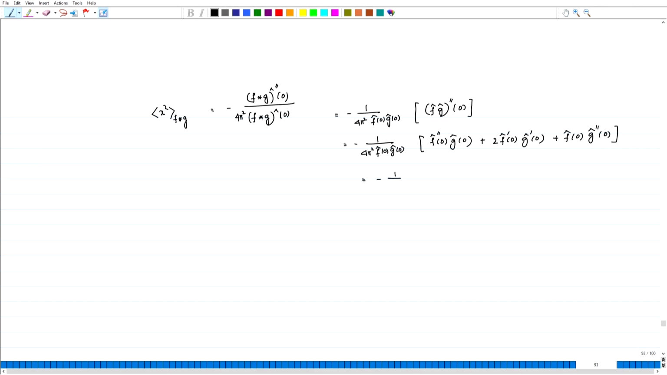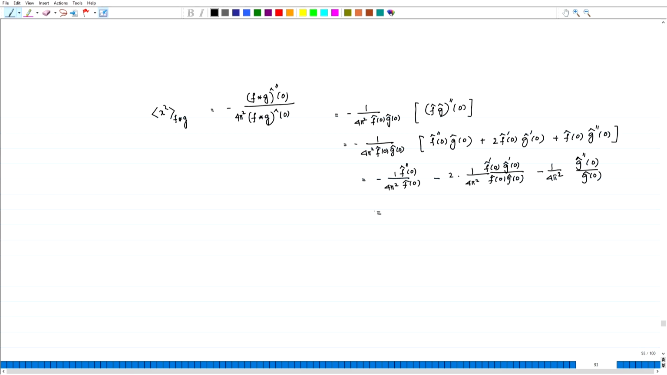Now, this implies what? This is minus 1 by 4 pi square, then the first part is going to be f hat double prime at 0 by f hat of 0, minus 2 times 1 by 4 pi square, f hat prime of 0 g hat prime of 0 divided by f hat 0 g hat 0, minus 1 by 4 pi square g hat double prime at 0 by g hat of 0.